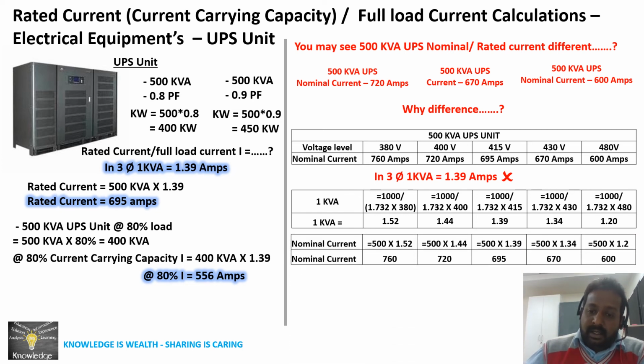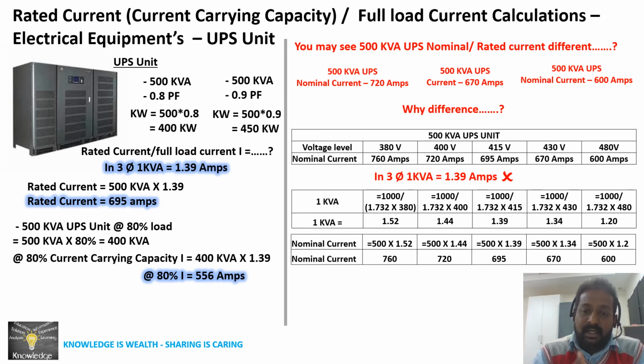After that, they calculate the nominal current. For 500 kVA at a voltage level of 380 volts, the factor is 1.52, so 500 into 1.52 is 760 amperes. So they will update different columns. That is why there is a little change across different OEM UPS units. But it is not because the calculation is wrong; it is because they have taken a different voltage level for the calculation.